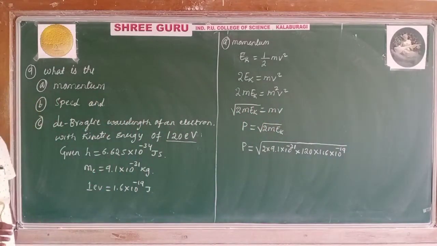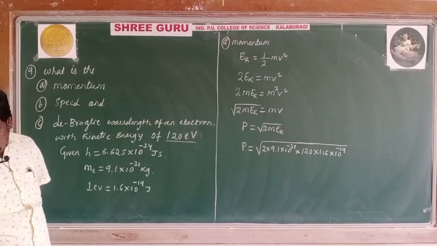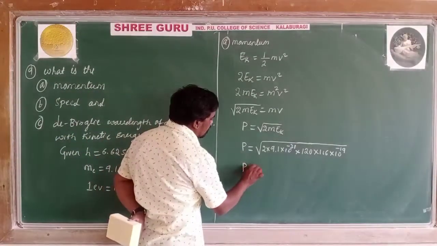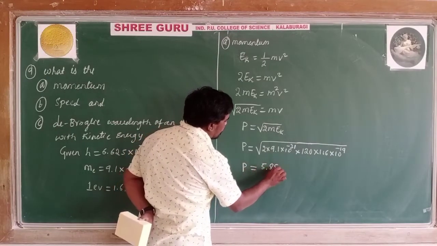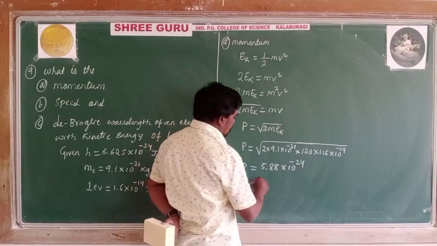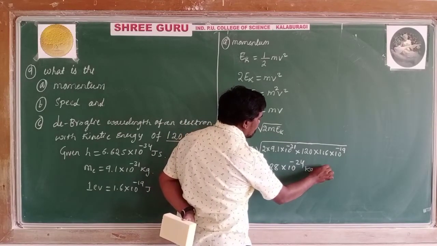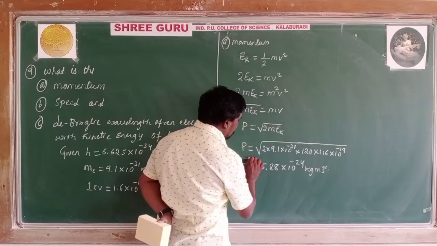Now minus 19 minus 31 becomes minus 50. Square root means it becomes 25. Now multiply these values: 2 into 9.1 into 120 into 1.6. The answer is 5.88 into 10 raised to minus 24. Momentum is mass into velocity; mass is in kg, velocity is in meter per second. This is the unit of momentum.